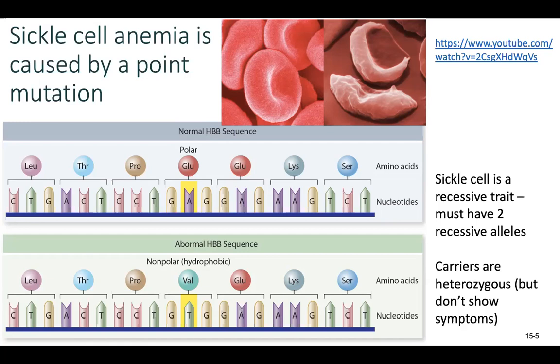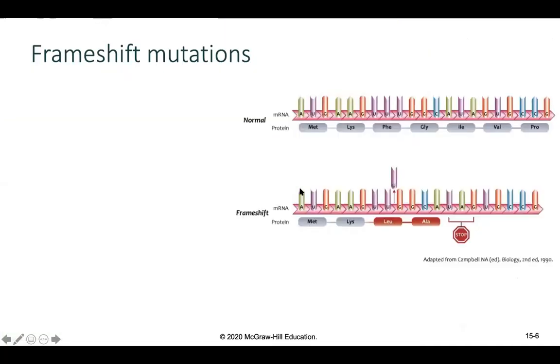Okay, so sickle cell anemia, what I really want you to know for this class is it's a missense point mutation in a very specific gene. But anyway, hopefully that was somewhat interesting and eye-opening to you.